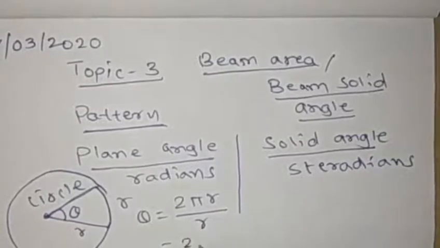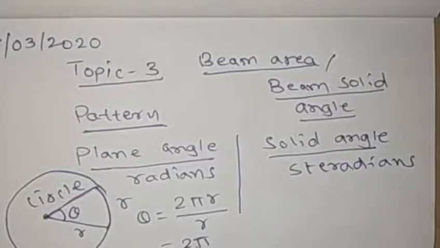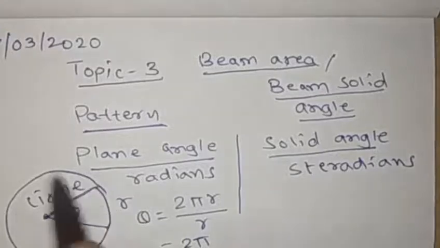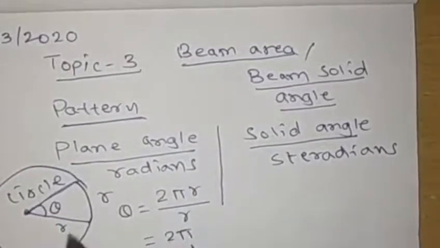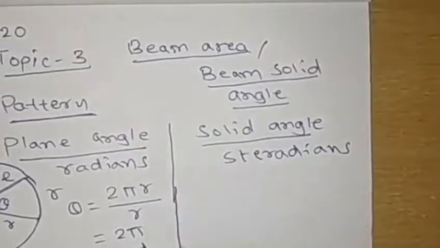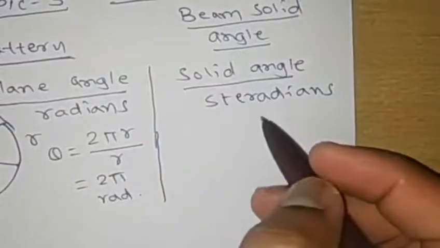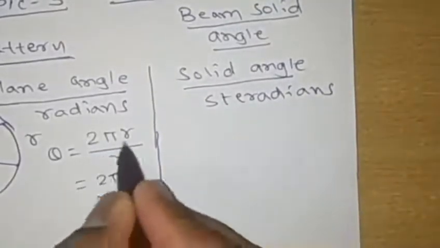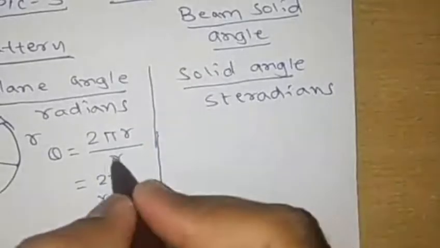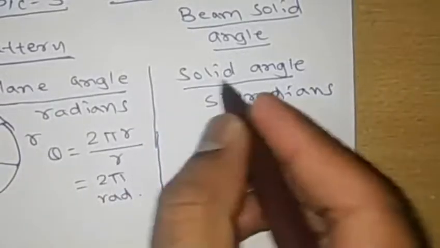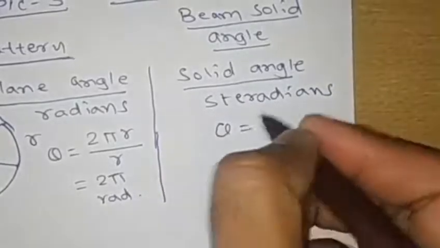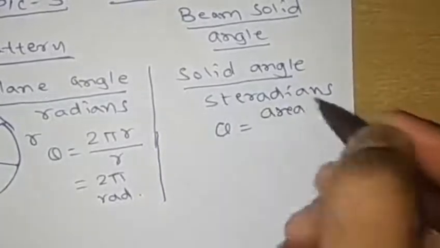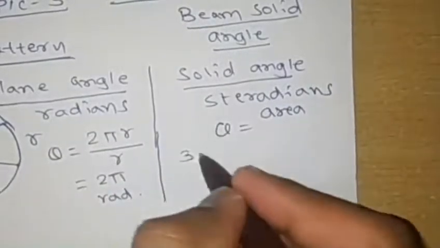So 2 pi radians is the total angle subtended in a full circle. So this is a one-dimensional measure for a two-dimensional diagram. Now when we come to solid angle, which is measured in steradians, steradian is a measure very similar to plane angle, but the measurement of solid angle is done with the area of a particular structure that we are considering in 3D view.